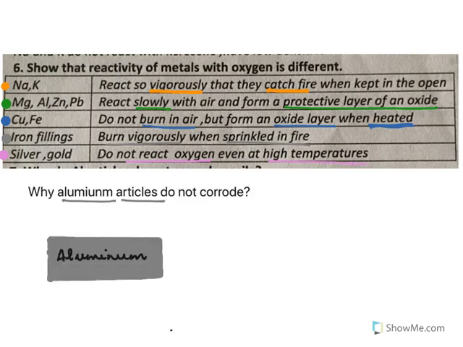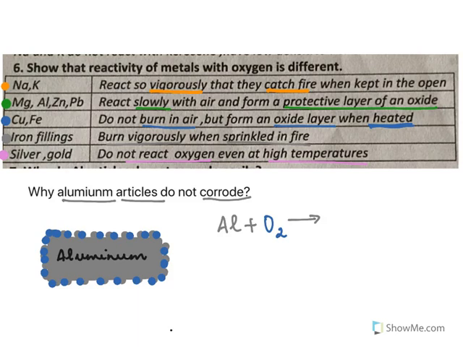Why do aluminium articles not corrode? Aluminium is quite a reactive metal, but its articles do not corrode. And the reason is, we have these surface atoms of aluminium, and these atoms which are on the surface of the aluminium react with oxygen and form a protective layer of aluminium oxide. Here, all the aluminium atoms react with the oxygen, and aluminium with oxygen gives you aluminium oxide.